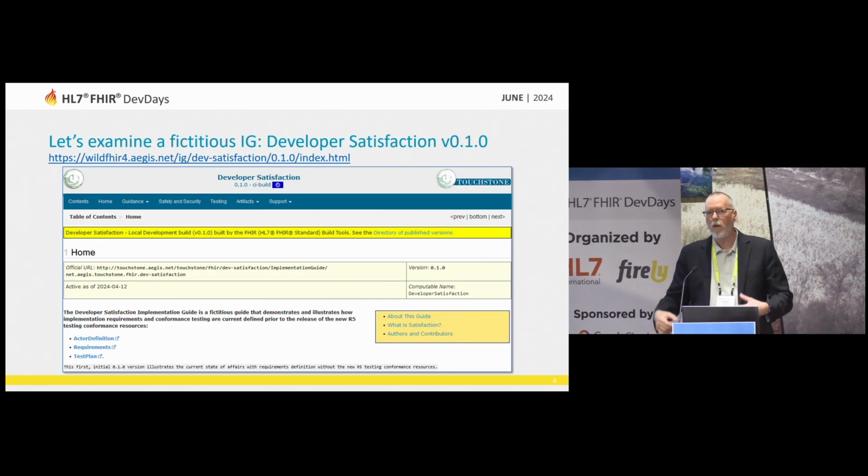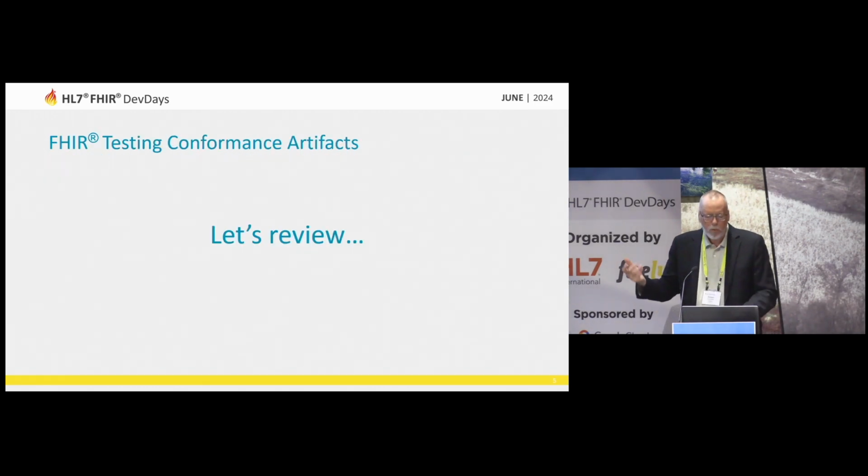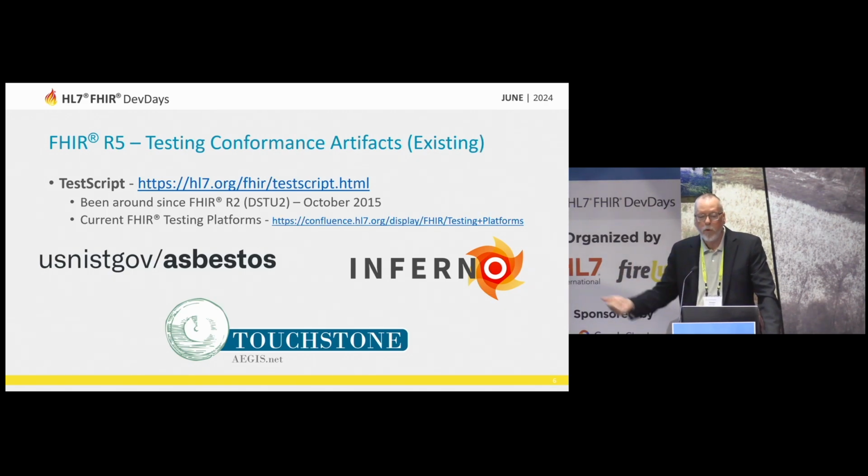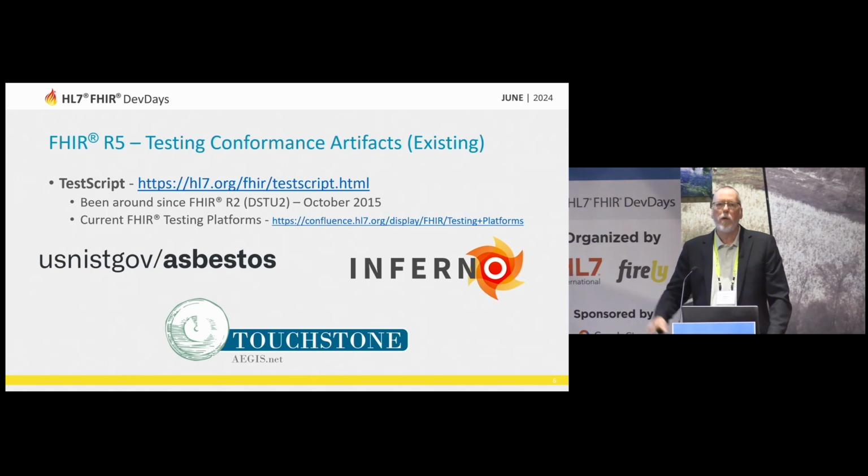And even then, that's kind of not too bad considering we can now start defining test scripts and get those integrated in. Well, the test script is one of our first testing conformance artifacts, and it's been around since DSTU2. I didn't know if you knew that or not, but it's been around for a while. And since DSTU2, we've had a number of testing platforms that are available. Crucible from MITRE, which is kind of morphed into Inferno now. NIST actually provides us with Asbestos, and that's used heavily at the IG connectathons for the FHIR-based IG profiles. And then, of course, we have Aegis Touchdown, our platform, which has been around since DSTU2 as well, 2015.